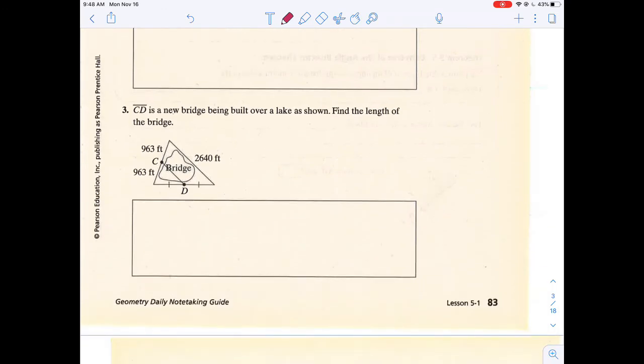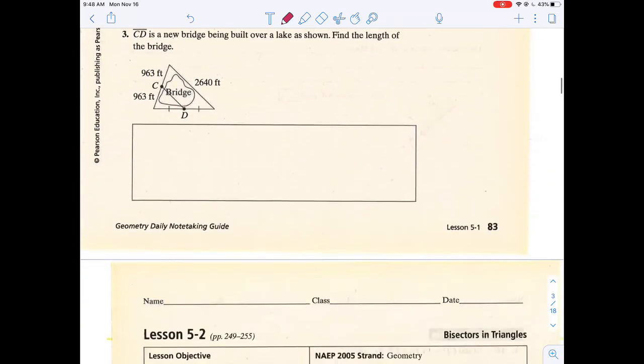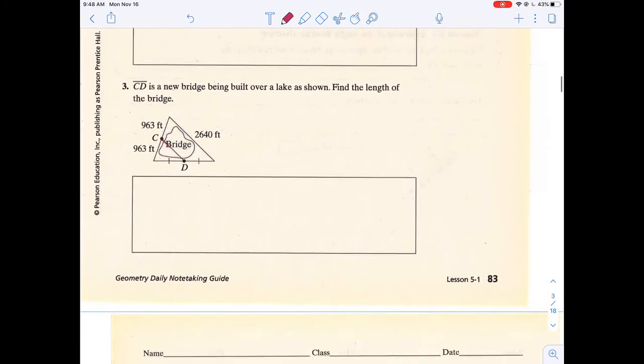And number 3, side CD is a new bridge, so right here is our bridge being built over a lake as shown, and you need to find the length of the bridge. So use the information there to help you. Okay, go ahead, get started on those problems. If you have any questions, make sure you're asking, and there will be a video to check your work posted as well.